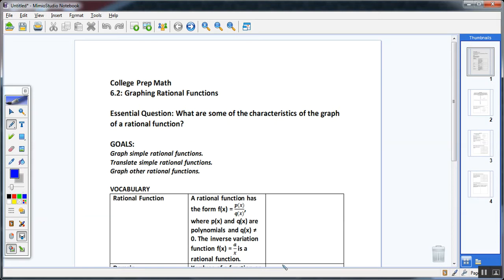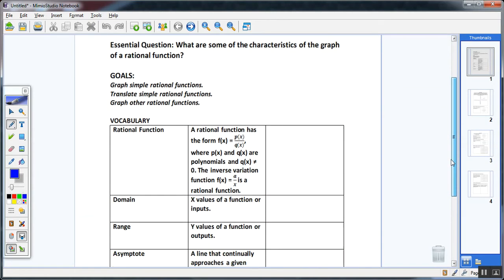Well, rational functions. So our goals. Volunteer to read the first one. Graph simple rational functions. This is going to be pretty easy, okay? Second one. Translate simple rational functions. Then we're going to graph other rational functions. Decimals is going to be key for you today, all right? Make sure you have it available to you. All right, here we go.